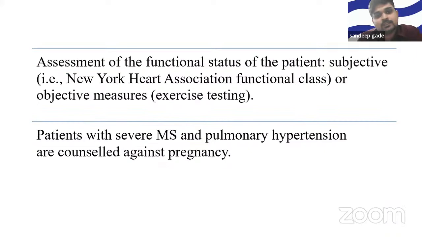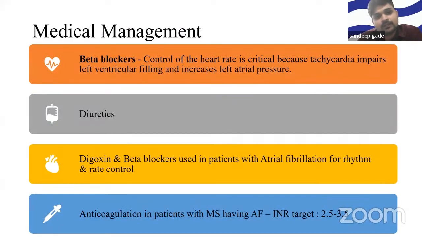The functional status of the patient must be assessed, and it can be assessed either objectively or subjectively. Subjectively, it is done by NYHA functional class, and objectively, it is done by exercise testing. Usually, patients with severe mitral stenosis and pulmonary hypertension are counseled against pregnancy and are referred to the cardiologist for further optimization. In an already diagnosed woman, they shall be under medical management with drugs such as beta blockers.